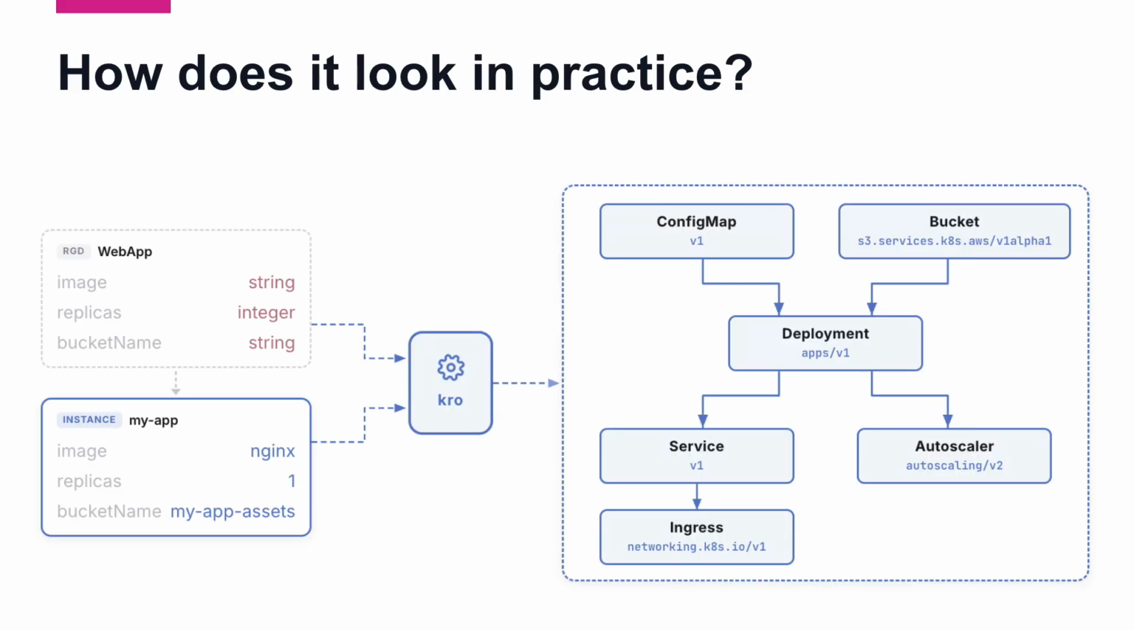How does it look in practice? The way that it works is you start with an RGD, a resource graph definition, that defines some fields inside of it. These get translated to a CRD through which you can create instances. This is just like any other CRD. You are used to this. This is nothing special for anyone that has worked with Kubernetes.